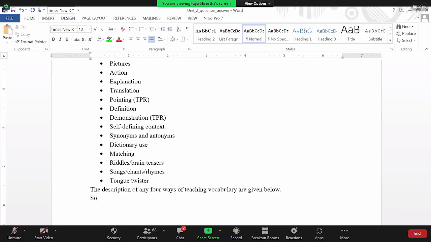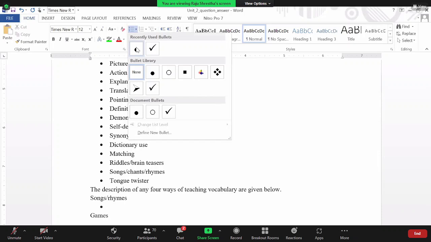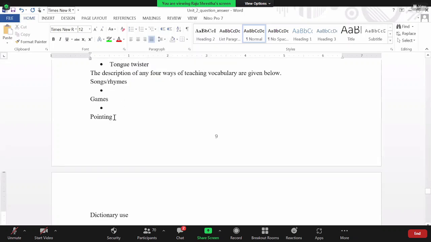Songs, okay, songs, we can use songs or rhymes, we can use one. Games also we can use another. Another, pointing, let's simply say pointing. And let's say a dictionary use. Then we write some steps how we use these 4 ways to enhance the vocabulary power of the students in this way.